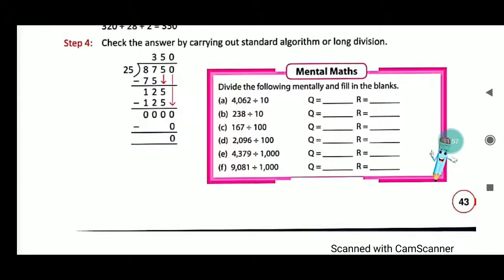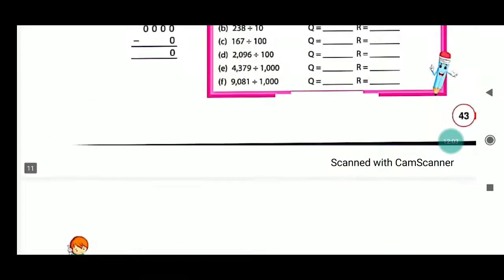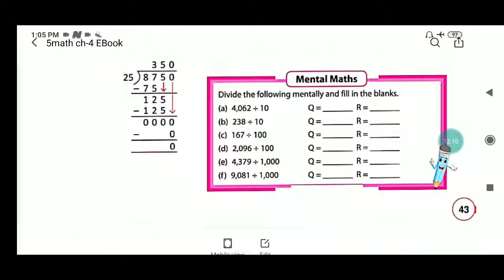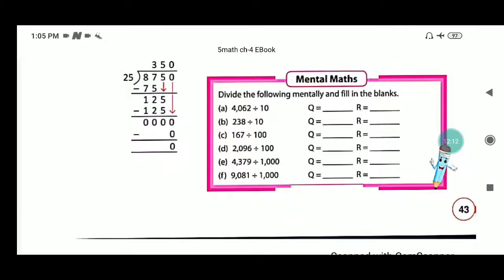Now you have to do this mental maths at your home. Next day we'll start exercise number 4.3. So your assignment, that means your homework, is this one.